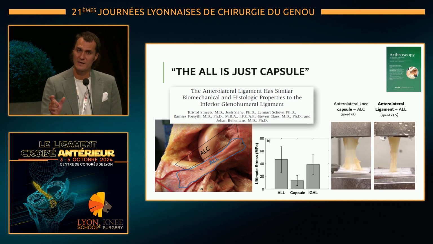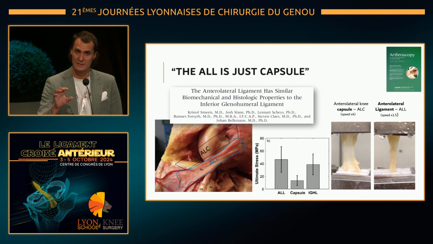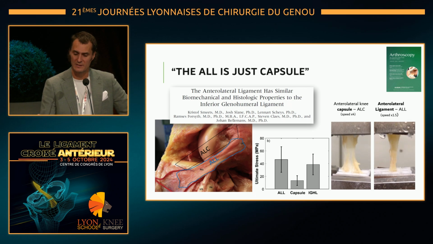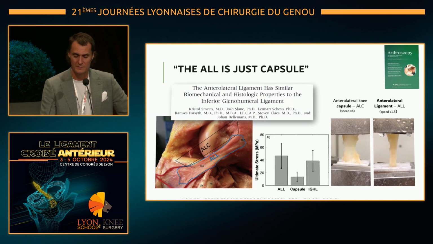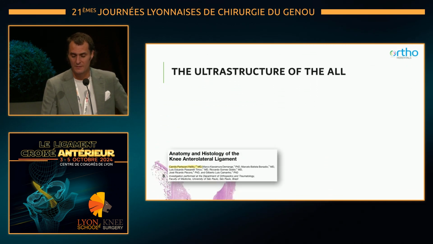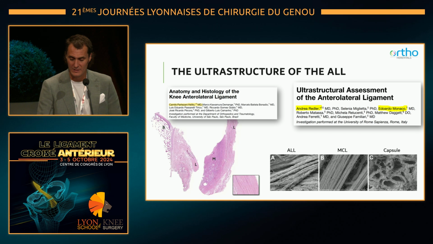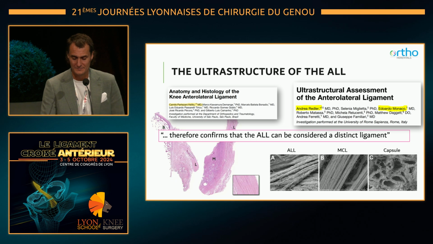We took a piece of anterolateral knee capsule and we took the ligament and tested them in the loading frame. As you can see, the ALL behaves completely differently than just capsule. It's stronger and it snaps, and has properties of a ligament instead of capsule. Also ultrastructurally, as demonstrated by Camilo's group and also in Roma, we know now that this ligament under the microscope has an organized anatomy, with collagen fibers like ligaments, and not loose connective tissue, as you can see on the far right as capsule. So also under the microscope, it has the anatomy of a ligament.